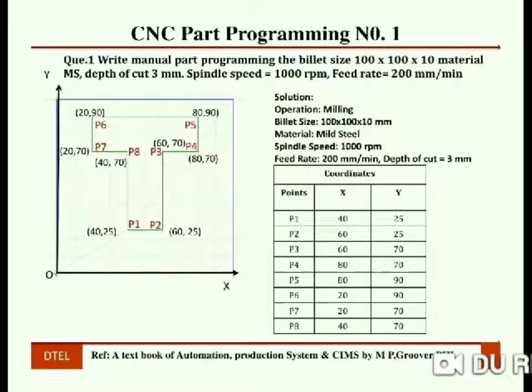Now what is the solution? First of all, you have to write which operation is given in the numerical. As per our observation of the given diagram, it is a milling operation. Then the billet size is given as 100 by 100 by 10 mm. Billet size means raw material size. Then the material is mild steel, the spindle speed is 1000 rpm and the feed rate is 200 mm per minute. Also the depth of cut is given as 3 mm.